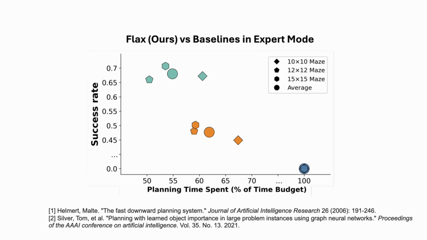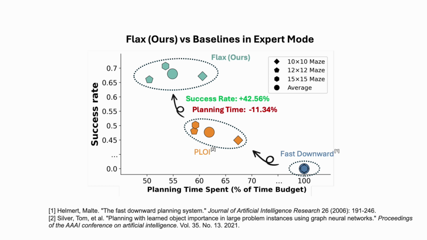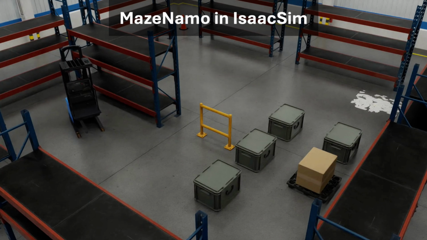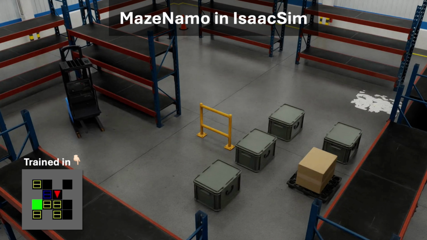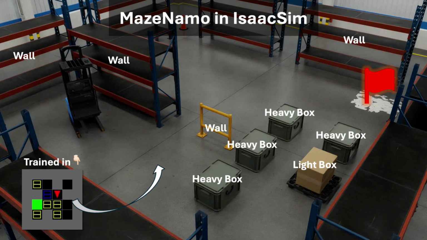We designed 4 difficulty levels for this domain, and in the hardest expert mode, our approach Flax significantly outperforms these 2 SOTA baselines in both success rate and planning speed. Although in this domain, Flax is trained exclusively on grid-structured layouts, its neuro-symbolic relaxation strategy generalizes to irregular non-grid workspaces.